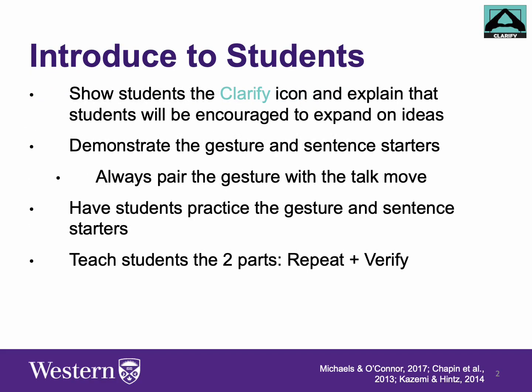For each talk move, we highly recommend explicit teaching of the talk moves to your students and then really focusing on using the talk move for a period of time. For the clarified talk move, show your students the icon and explain that the gesture is using two hands to form a complete triangle to symbolize how the student or teacher can reiterate a peer's response more clearly. Along with the gesture, teach students some sentence starters they can use.